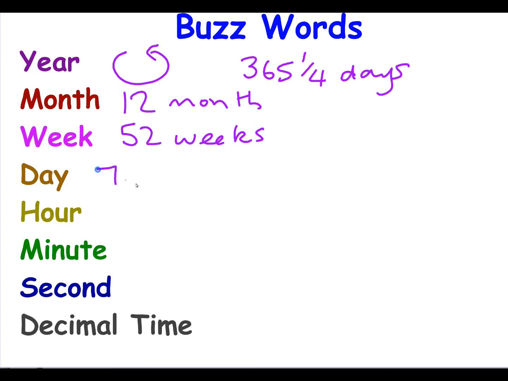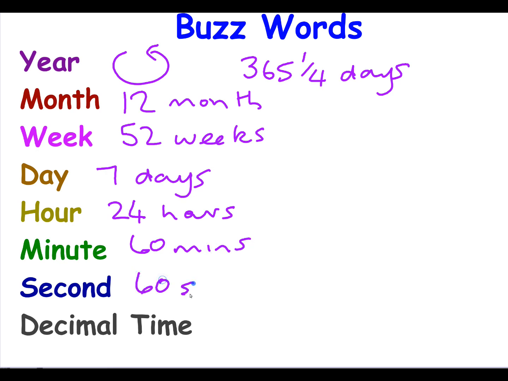So there are 7 days in 1 week, and the names for those days come from Greek gods: Monday, Tuesday, Wednesday, Thursday, Friday, Saturday and Sunday. We know there are 24 hours in a day and there are 60 minutes in an hour. There are 60 seconds in a minute, and we know that to come out of decimal time you multiply by 60, and to go into decimal time you divide by 60.